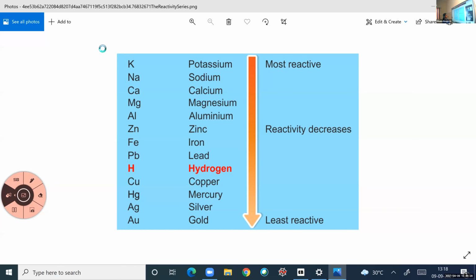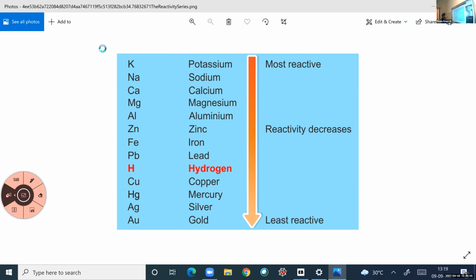Justin, can you please read the names of the elements in decreasing order of their reactivity? Yes, read it fast. Potassium, sodium, calcium, magnesium, aluminium, zinc, iron, lead, hydrogen, copper, mercury, silver, gold. Okay. Did you copy this order? That's also in your textbook, page number 45. So that's about the reactivity series.